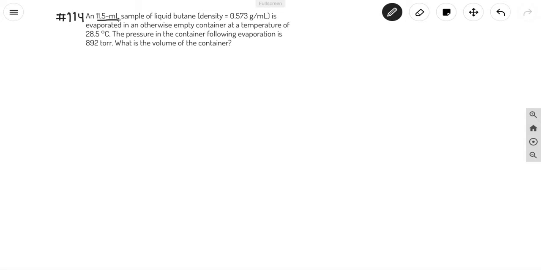So I'm going to start by underlining all the given information. Next, I want to find out what they're asking me to solve for, which is volume. So with these types of gas problems, you're going to want to convert everything into Kelvin and ATMs.